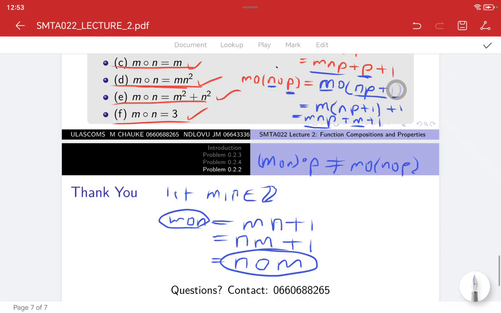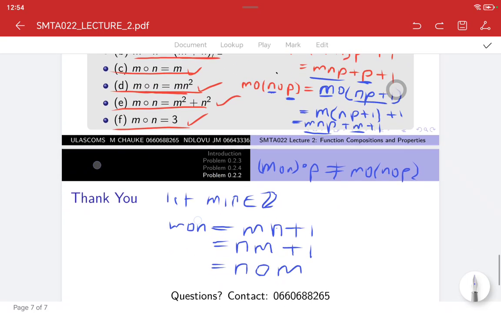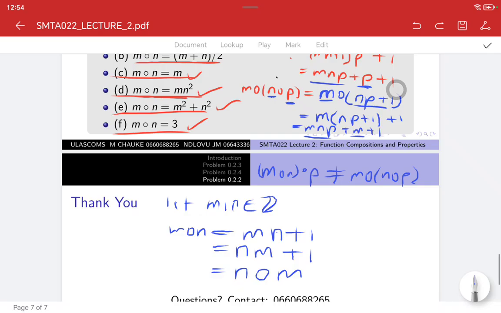We see right there that it is commutative. It means that A is commutative. And then, if I want to define idempotent, I'm going to let M be an element of an integer. Then idempotent says that I must show that M o M is equal to M. This is what I must show, right?